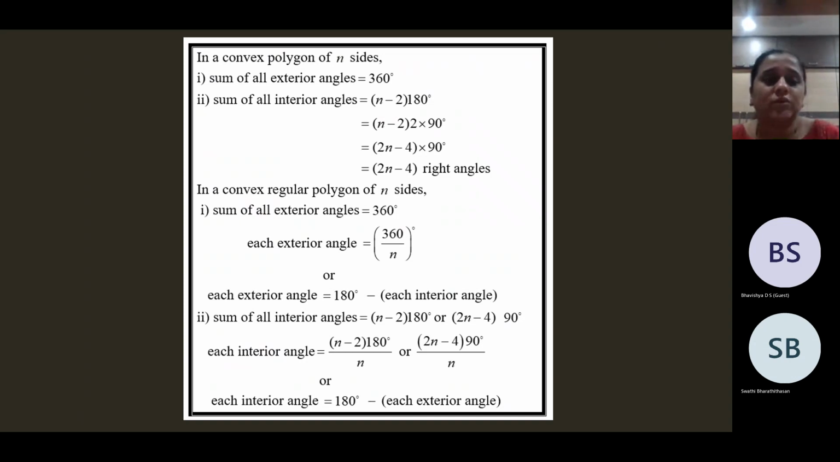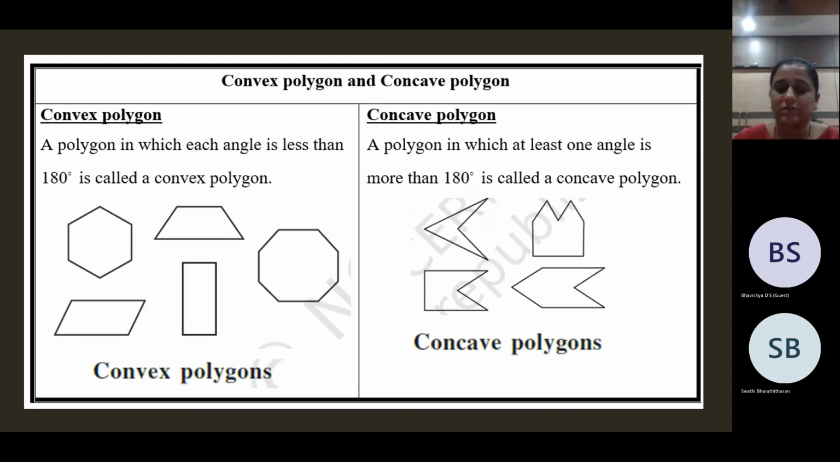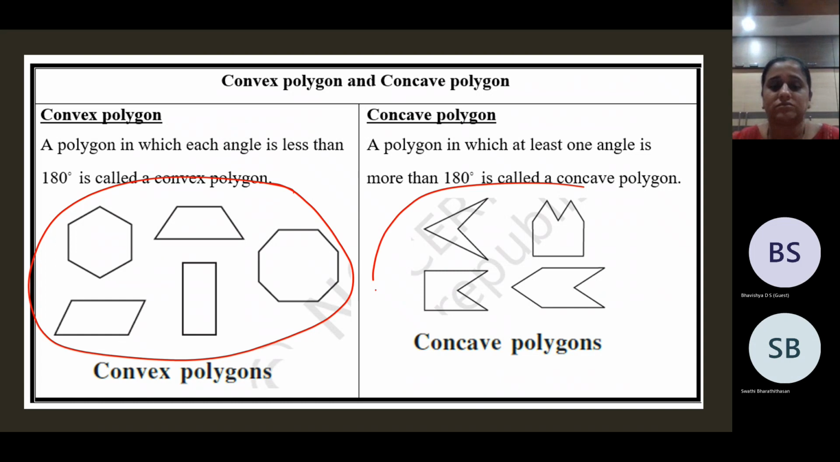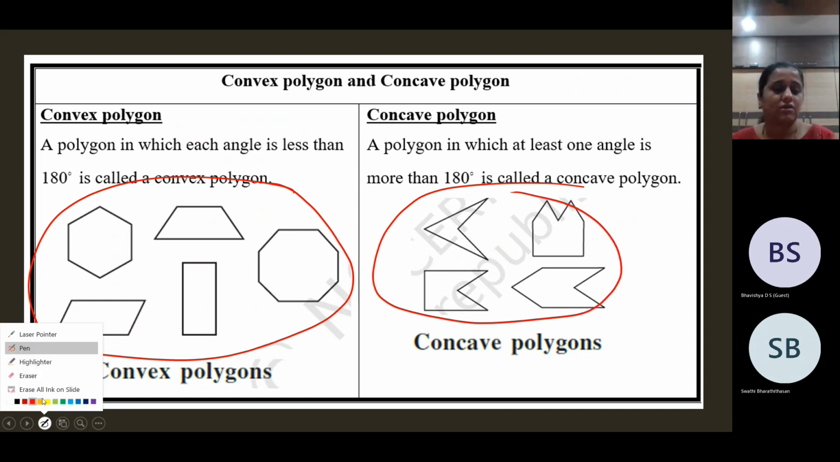Now we'll be mostly concentrating on convex polygons, that is, polygons like this, not such polygons.